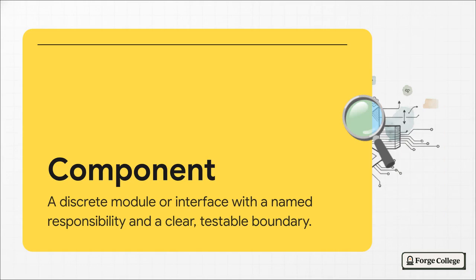This brings us to a really crucial point. What exactly do we mean when we say component? Well, in our blueprint, a component is a discrete module or an interface that has a specific named responsibility and, most importantly, a clear boundary. That boundary, that's literally the secret sauce here. Because it has a defined boundary, we can test it, we can evaluate it, we can stack it up and compare it against other designs. If it doesn't have a clear boundary, honestly, it's not a component, it's just a wish.